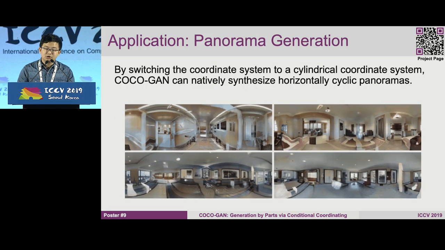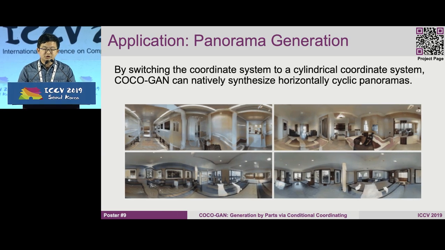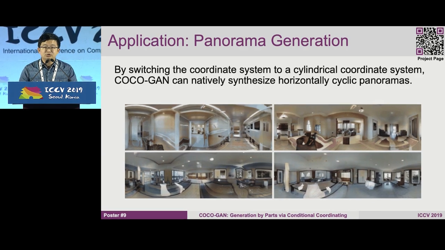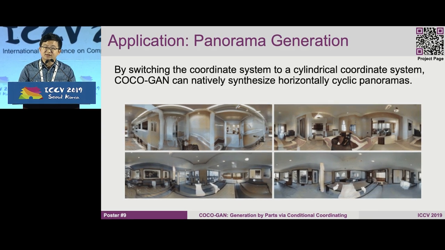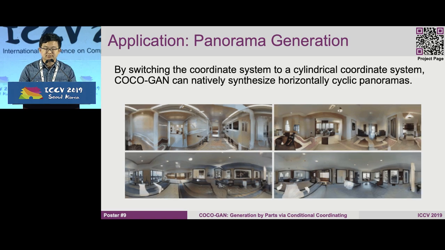The third application to show is panorama generation. By switching the coordinate system to a cylindrical coordinate system, CocoGAN can natively synthesize horizontally cyclic panoramas.